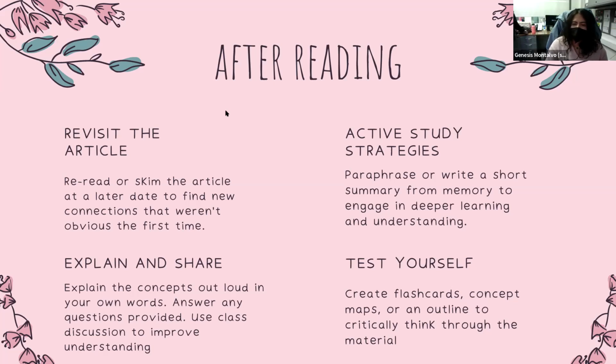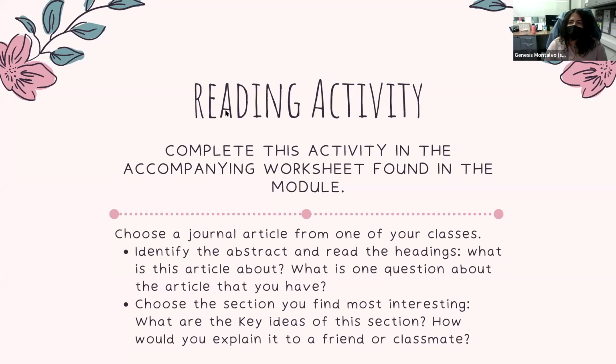All right, so now we're going to do a reading activity. So again, on the worksheet that's found in the accompanying module, choose a journal article from one of your classes and identify the abstract and read the headings. What is this article about? What is one question about the article that you have? And then choose the section that you find the most interesting. What are the key ideas of the section? How would you explain it to a friend or a classmate?